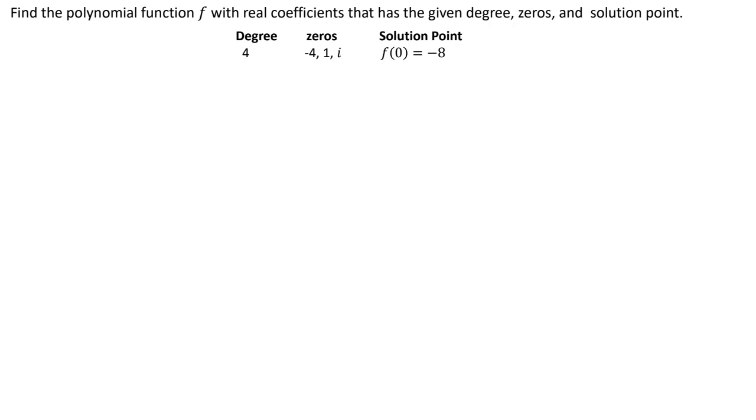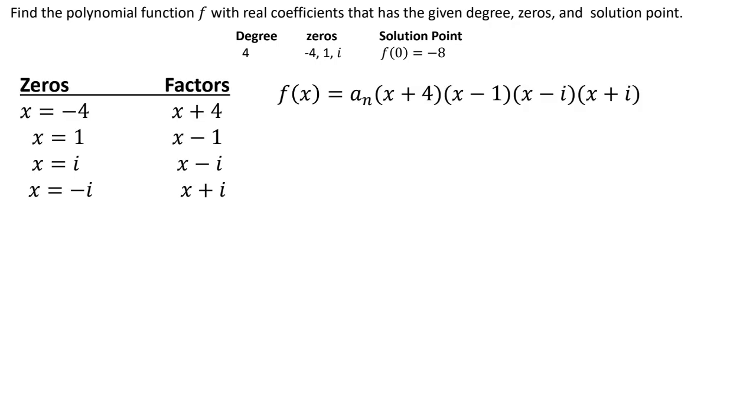We're going to start the same way as I did the previous problem. I wrote down the zeros that they gave me: x equals -4, x equals 1, x equals i, x equals -i. Again, I know that there was that minus because we have a double from the square root. I convert these zeros into its factors: x plus 4, x minus 1, x minus i, x plus i. I'm going to multiply all these factors together in order to get my polynomial.